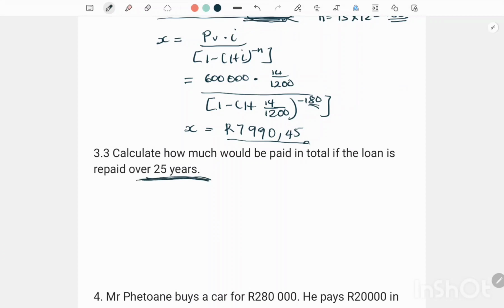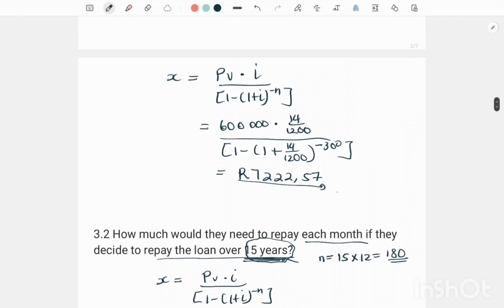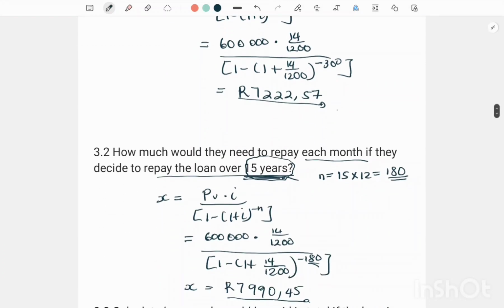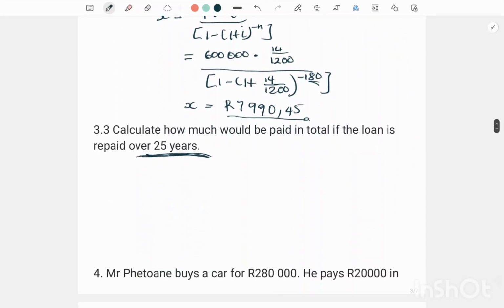We want to know how much they would pay, because with these loans you must expect that you are going to pay more than what they have granted you. You are going to pay more than the loan amount they gave you. That's what you must expect. So let's see how much this loan will cost.